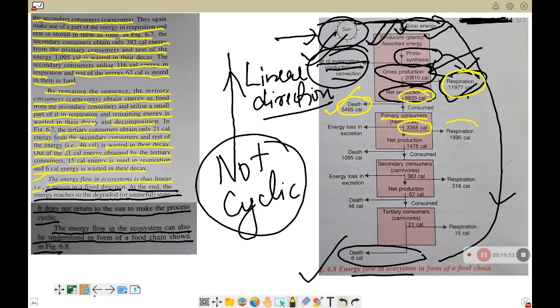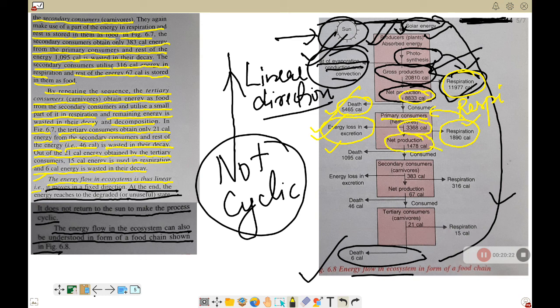Out of this, 1,890 is used up by the primary consumers for respiration. Understand? Yes. And there is some loss because of excretion, isn't it? You all go to the washroom in the morning. Yes. So there is also a loss of energy when you are going for excretion. The animals also excrete, and the net production that is stored in them in the form of food is 1,478 calories.